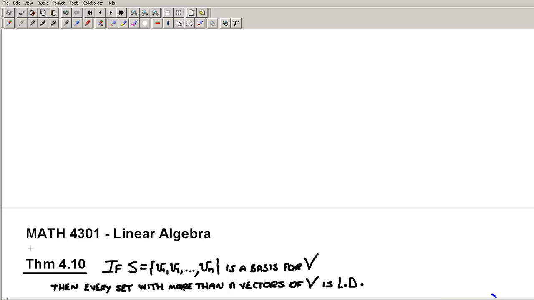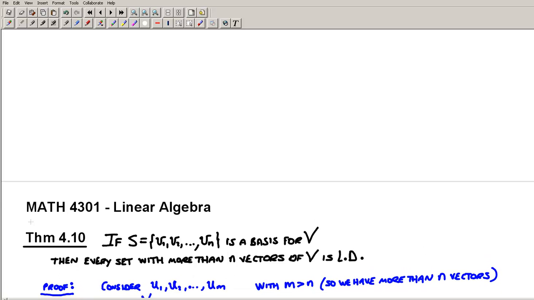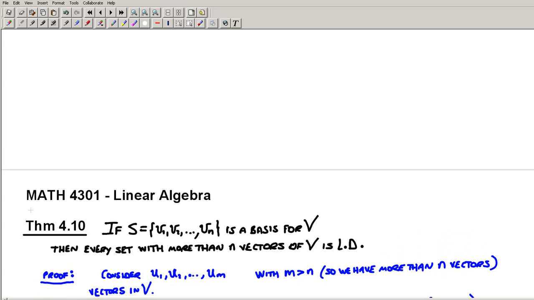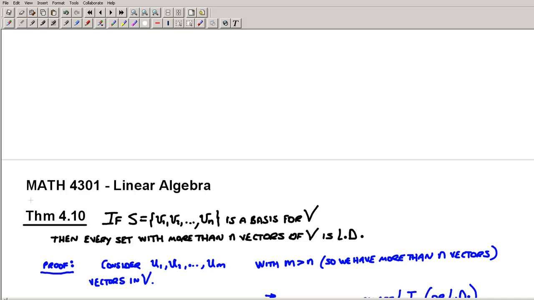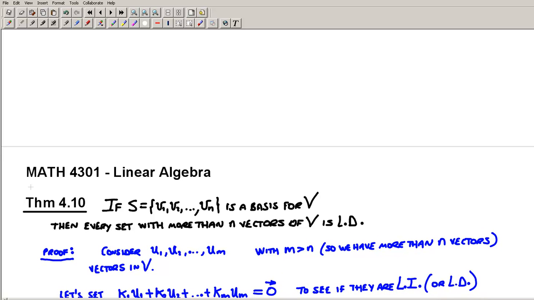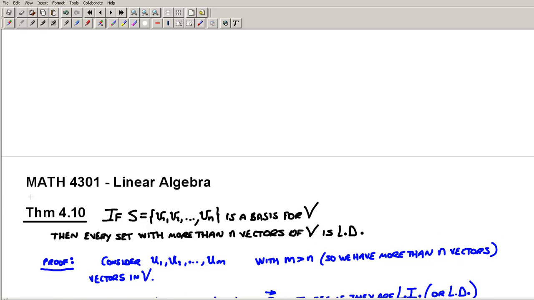So if you have more vectors than the number of vectors you have in the basis, then those vectors that you pick need to be linearly dependent. Okay. The way to prove that is quite simple, but it's tedious. The idea is simple, but it's tedious to write the proof. But let's see if I can do that here.